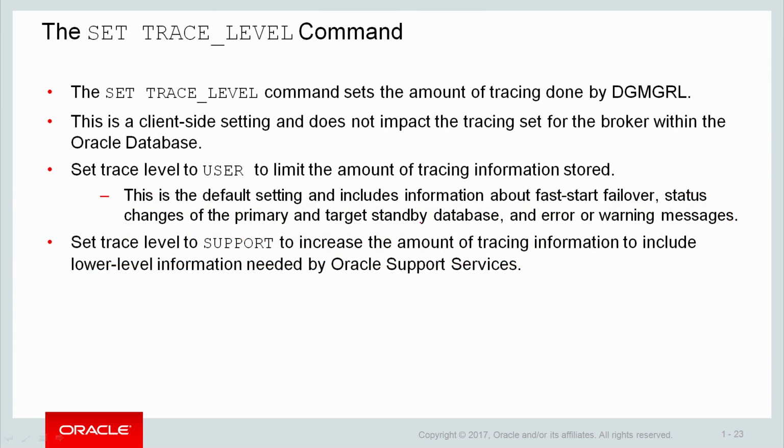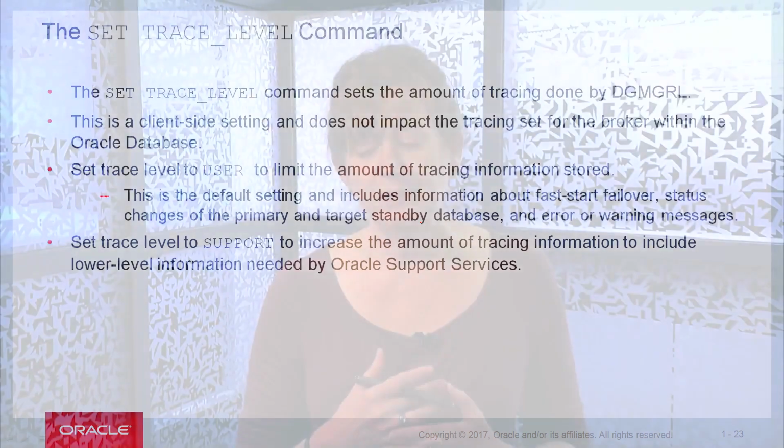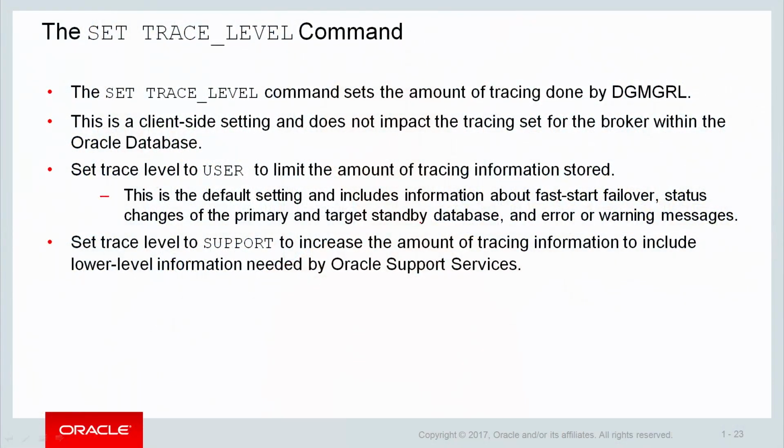Now the set trace level command sets the amount of tracing done by the DGMGRL client. It's a client-side setting and does not impact the tracing set for the broker within the database itself. You can set the trace level to user to limit the amount of tracing information stored, and this is actually the default setting and includes information about the fast start failover, status changes of the primary and the target standby database, and any error or warning messages that might occur as well.